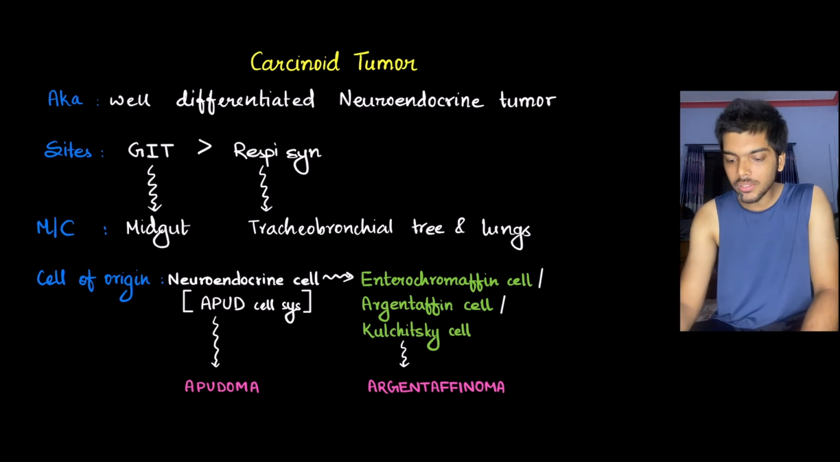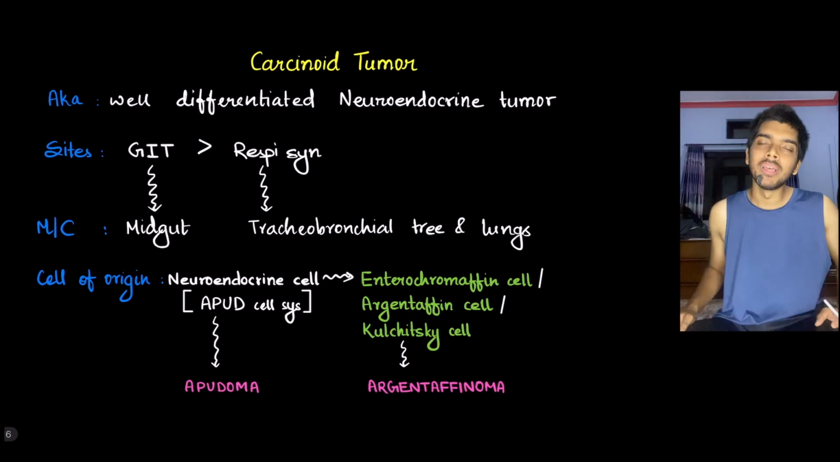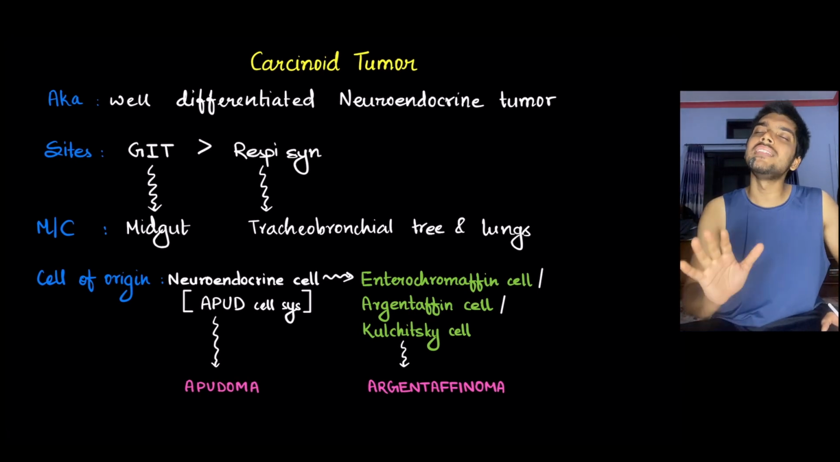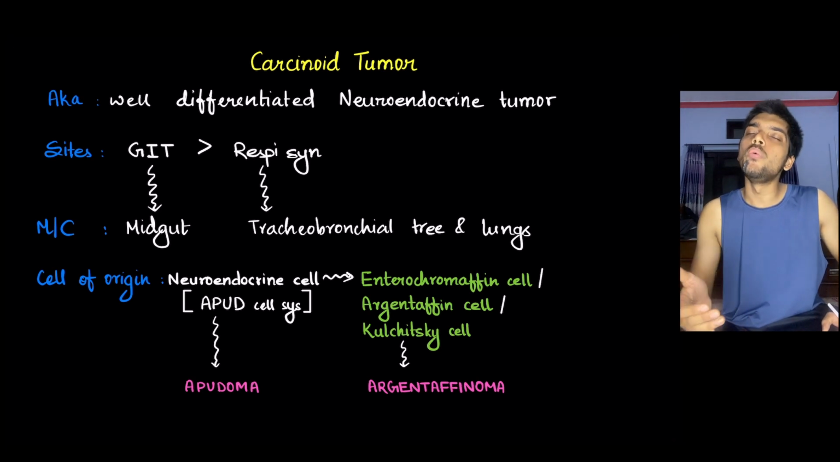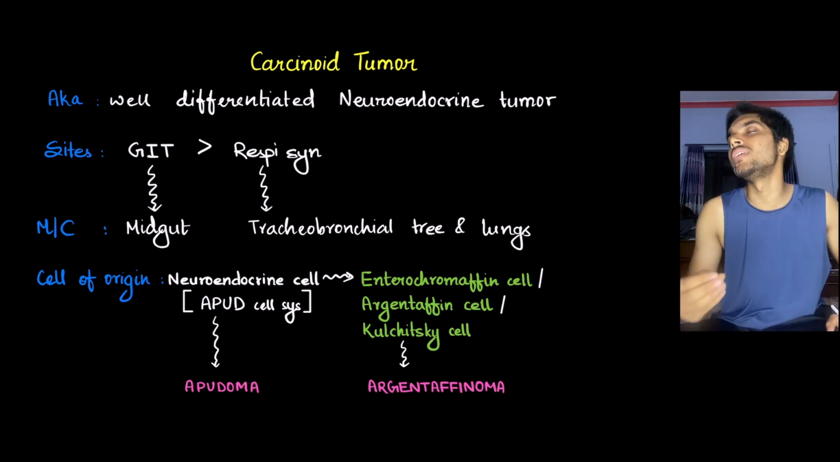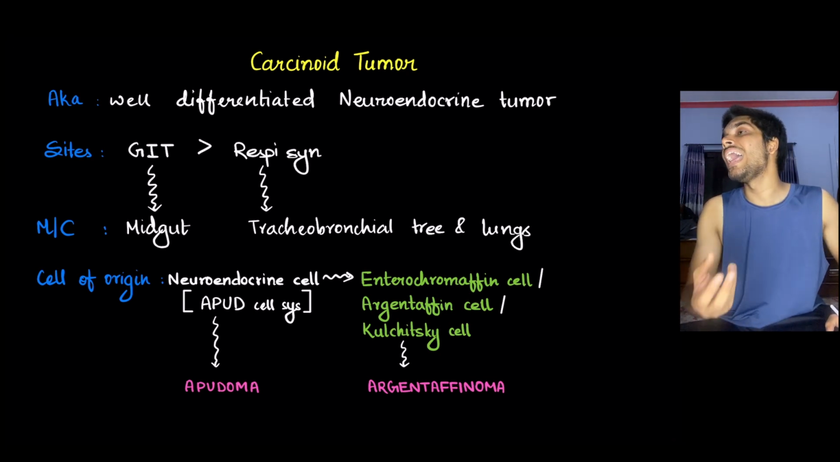So this is the introduction to carcinoid tumor. One last time: carcinoid tumor is a well-differentiated neuroendocrine tumor arising from a neuroendocrine cell, which is the argentaffin cell, also called enterochromaffin cell or Kulchitsky cell. Since it arises from the argentaffin cell, it is also called argentaffinoma. The argentaffin cell is a part of the APUD system, so the tumor is also called APUDoma.